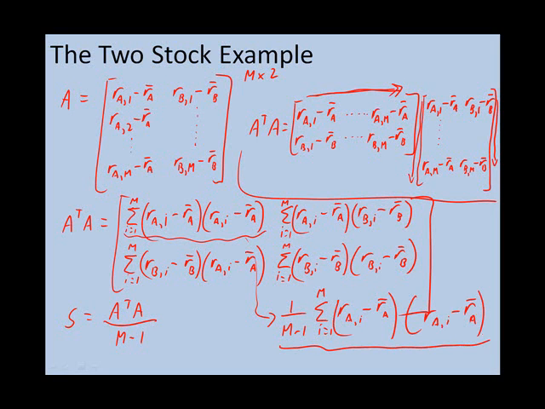If we did the same for the second element, or for the second row, column 1, we'd find we've got the covariance between asset A and asset B. So our formula for the variance-covariance matrix works. S is equal to A transpose times A, all divided by m minus 1.